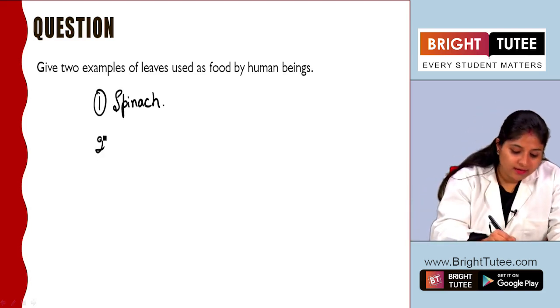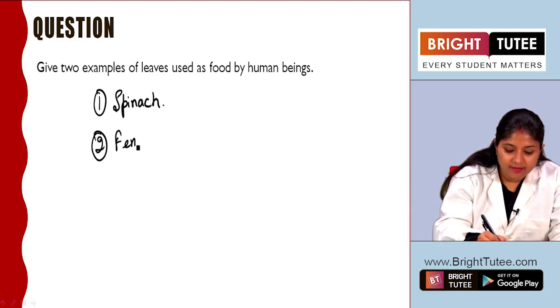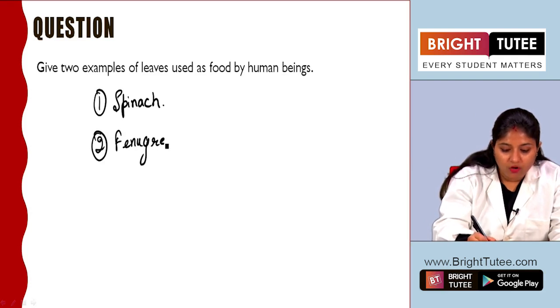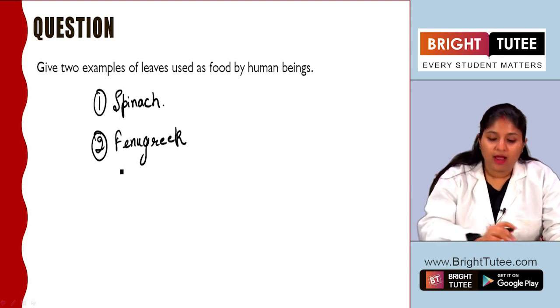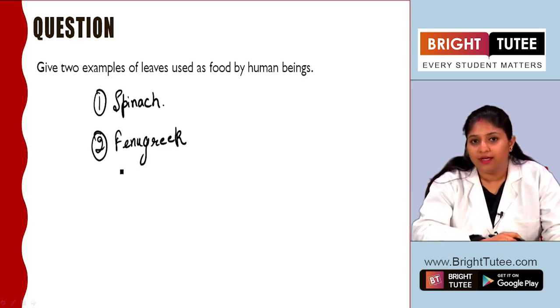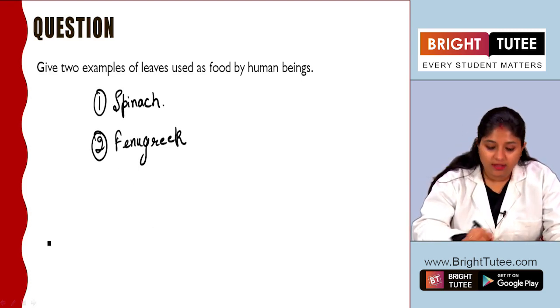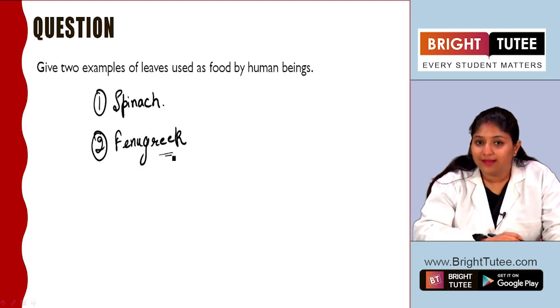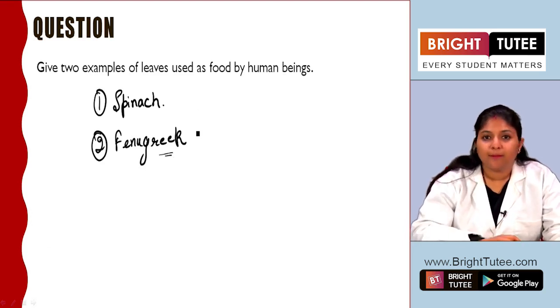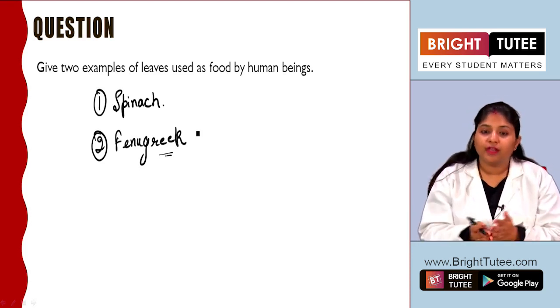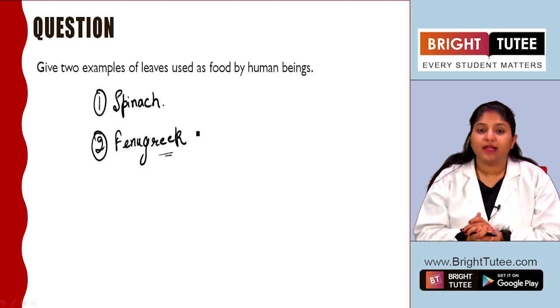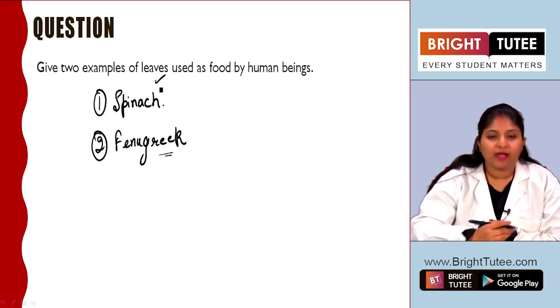The second is fenugreek, what we call methi in Hindi. This is a plant whose leaves are eaten. Apart from the leaves, we also eat the seeds. So these are the two examples. You can take further examples, you can ask your mother, or even explore by yourself the different examples of leaves that are eaten as food.